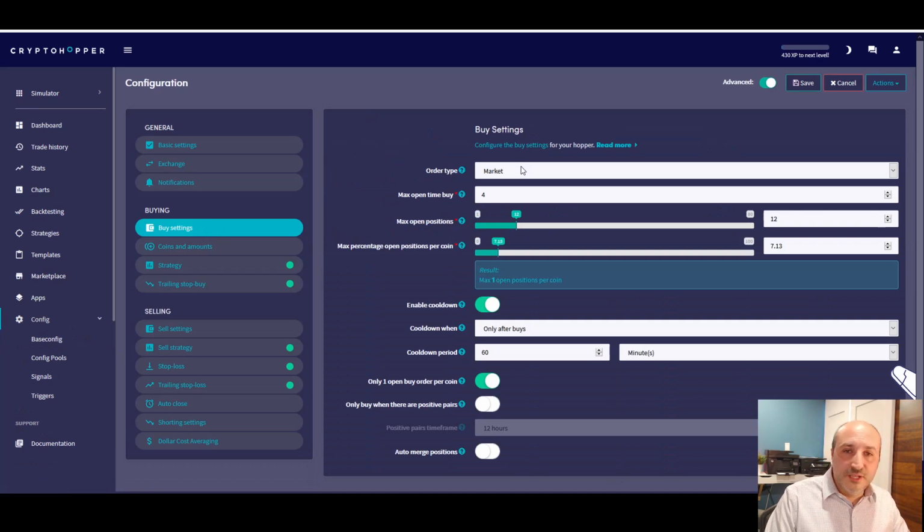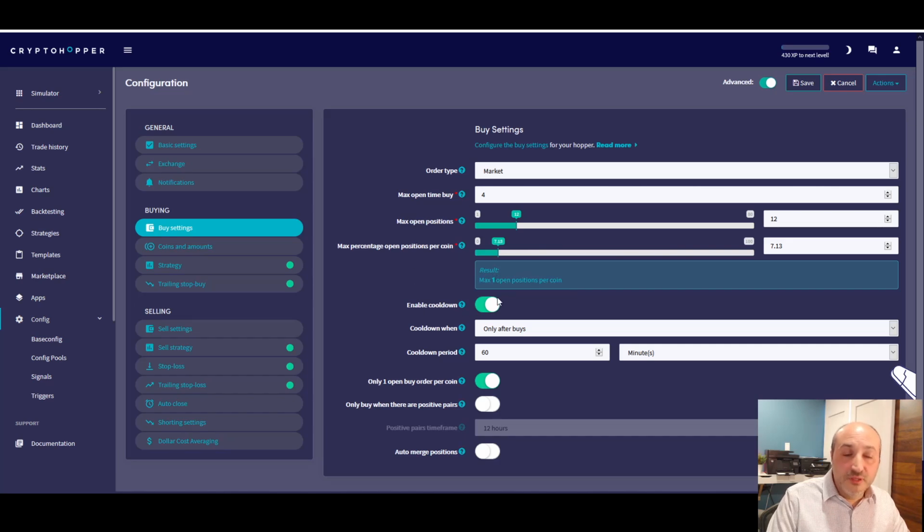So order type, make sure it's market, maximum open time buy, put it at 4 minutes. That's pretty much standard. Maximum open position, that's up to you, how many position you would like to have open at the maximum. So I put 12. And the maximum percentage open position, I prefer to have 1 position open per coin. So just make sure you slide this here for 1 position.